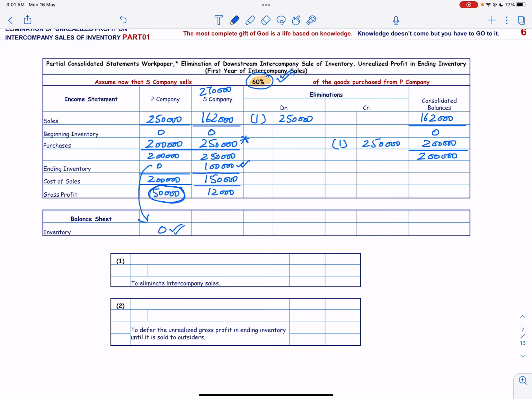And when we eliminate, we are going to debit the ending inventory by 40% of 50,000, that is 20,000. And this profit is also included in the inventory balance in the consolidated balance sheet and must be eliminated here as well for 20,000. The ending inventory for the subsidiary is 100,000 and the consolidated balance for inventory is 80,000.